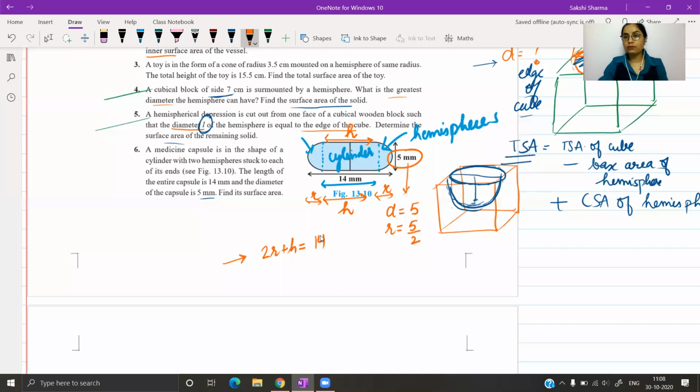The total length of the capsule can be written as the length of the middle portion, which is cylindrical. That will actually be the height of the cylinder plus the radii of the 2 hemispherical ends. That will give you the total length. From here, you will be able to find out the height of the cylinder.